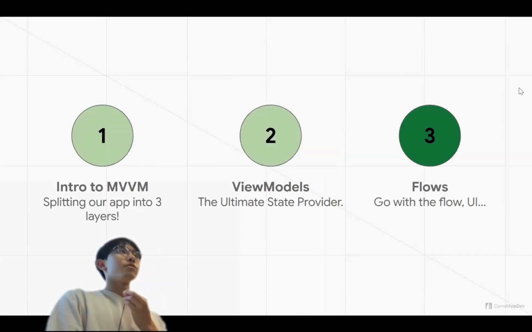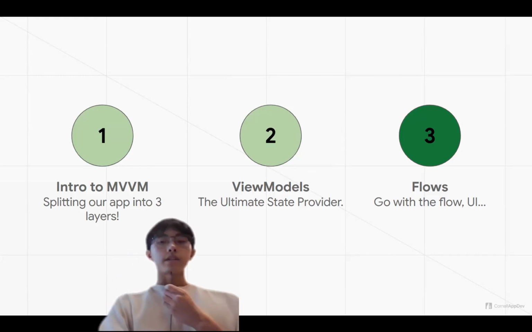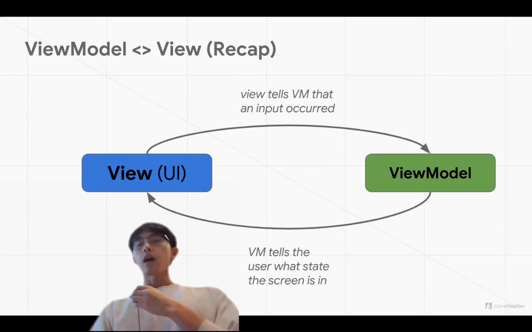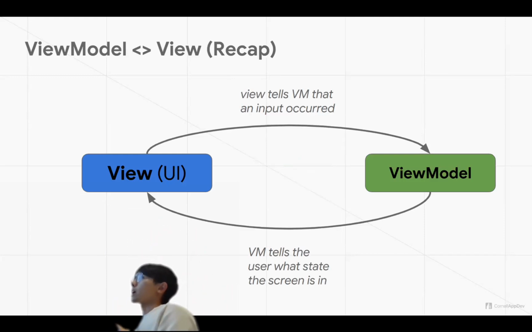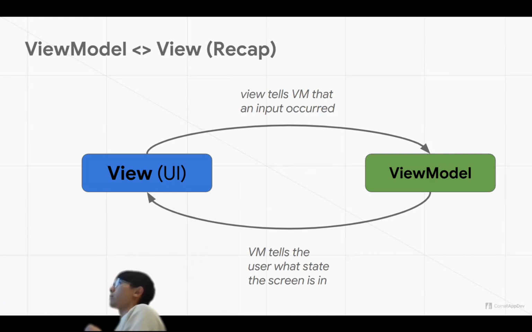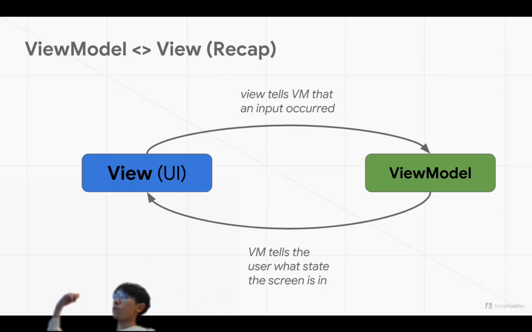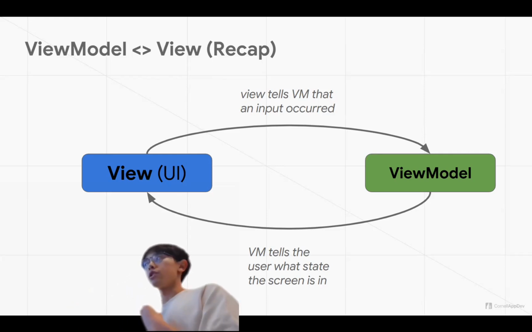So flows are how you implement the downward direction between the view model and the view. Here's a recap of how these layers interact. In the upward direction, if the user presses a button, the view will notify the view model that some input occurred. It'll just fire this on-click function and tell the view model that something happened. But in the downward direction, the view model has to constantly update the screen for what state the screen is in, aka what data it should be showing.